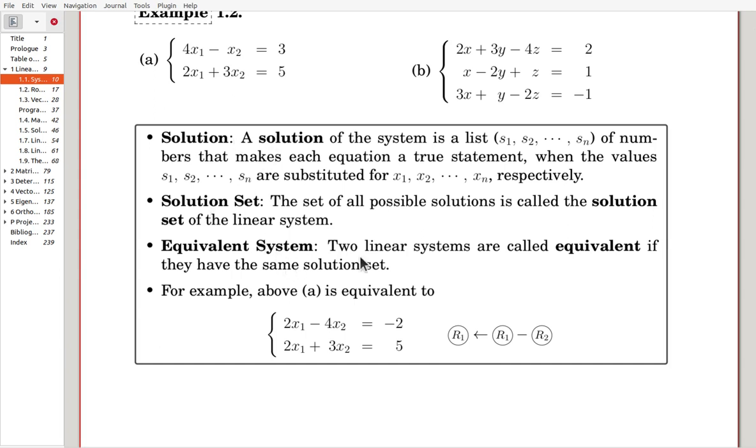If you have two linear systems and they have the same solution set, then we say the two linear systems are equivalent. For example, from part A here, we replace the first equation by the first equation subtracted by the second equation. Then that will be 2x1 minus 4x2 equals minus 2. That is the equation replaced. Here, this system and that system will have the same solution, so they are equivalent.